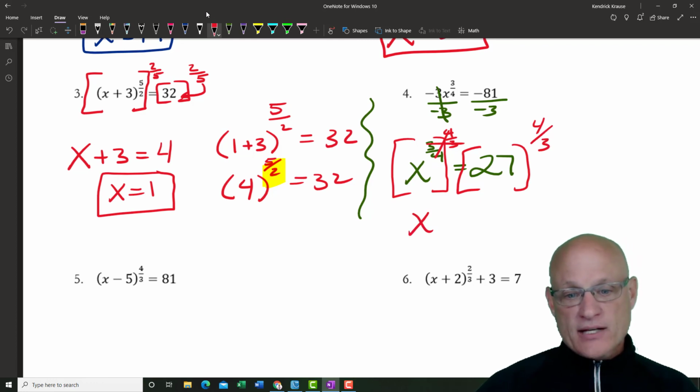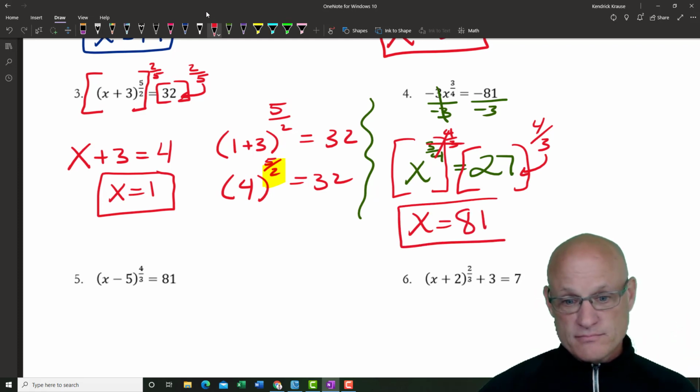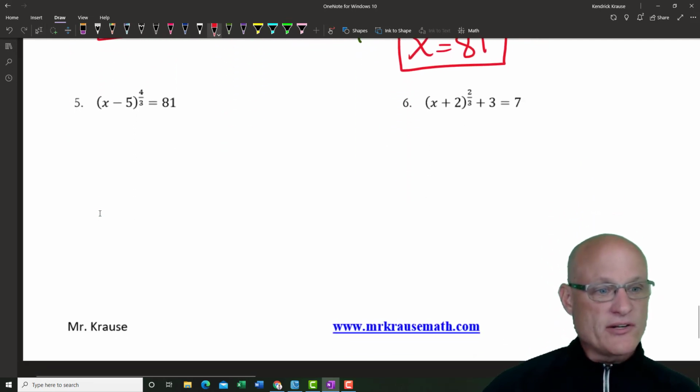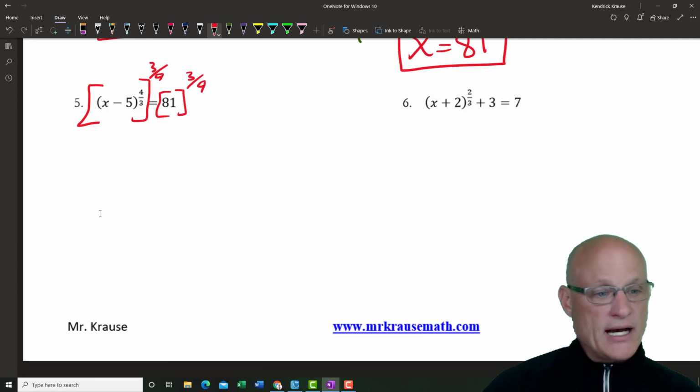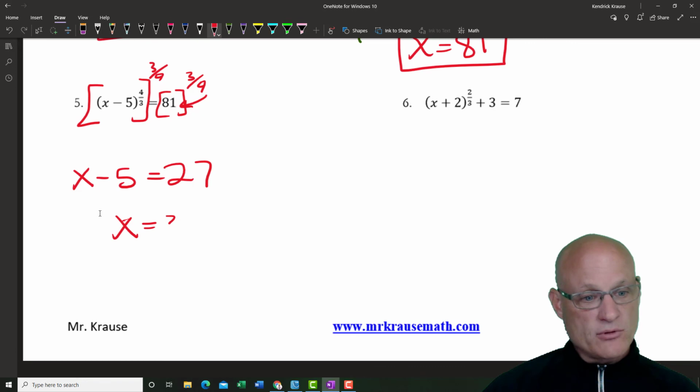So x equals, the cube root of 27 is 3. 3 to the 4th power is 81. All right, this one's already set up for us. Let's raise it to the reciprocal, which is 3/4. So what do we got? We got x minus 5 equals, the 4th root of 81 is 3. 3 cubed is 27. Add the 5 over, and I get x equals 32.